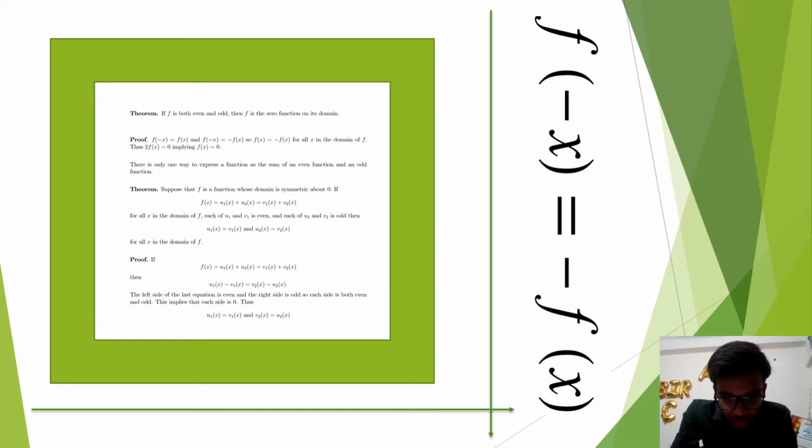Theorem: suppose that f is a function whose domain is symmetric about 0. If f of x equal to u1 of x plus u2 of x equal to v1 of x plus v2 of x for all x in the domain of f, where each of u1 and v1 is even, and each of u2 and v2 is odd, then u1 equals v1 and u2 equals v2.